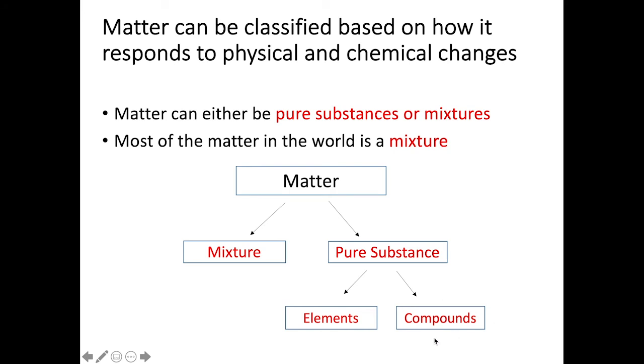Compounds, on the other hand, are combinations of elements. So remember I mentioned salt. Salt is a combination of sodium and chloride. So that's what table salt is made out of, sodium chloride. So that would be known as a compound because it's a combination of two elements.